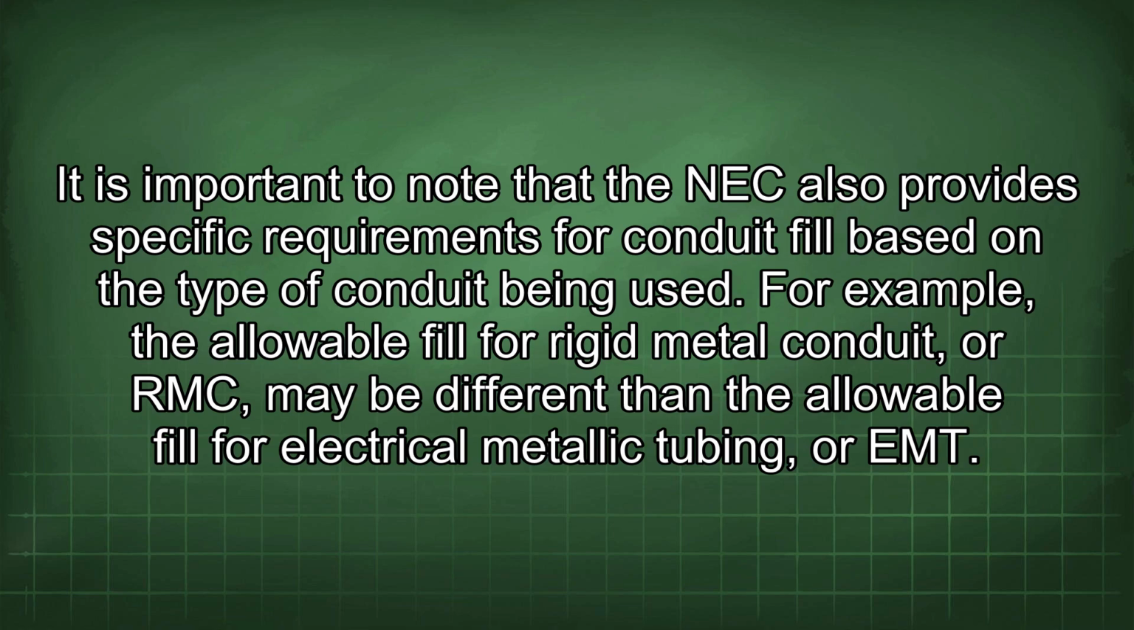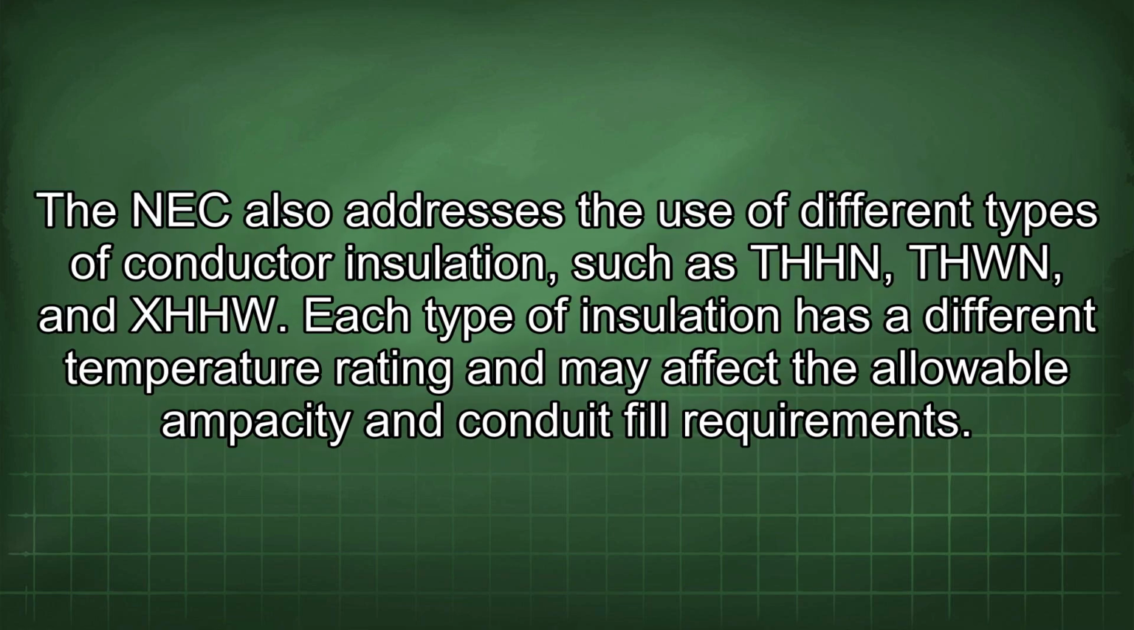It is important to note that the NEC also provides specific requirements for conduit fill based on the type of conduit being used. For example, the allowable fill for rigid metal conduit, or RMC, may be different than the allowable fill for electrical metallic tubing, or EMT. The NEC also addresses the use of different types of conductor insulation such as THHN, THWN, and XHHW. Each type of insulation has a different temperature rating and may affect the allowable ampacity and conduit fill requirements.